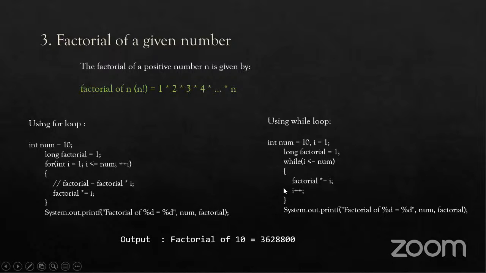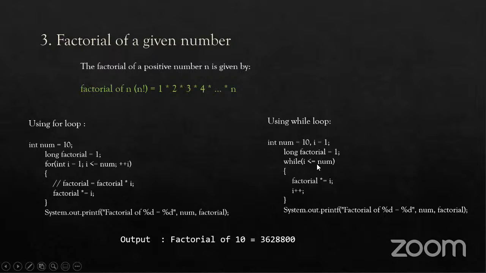The difference between a for loop and a while loop is that in the for loop we give the initialization, condition and increment inside the for statement. But in the while loop we give only the condition, and the increment is inside the loop. Initialization of I is also outside. So here also I have given 10, a factorial variable for storing the factorial value, and I have initialized I outside the loop, along with the while condition.